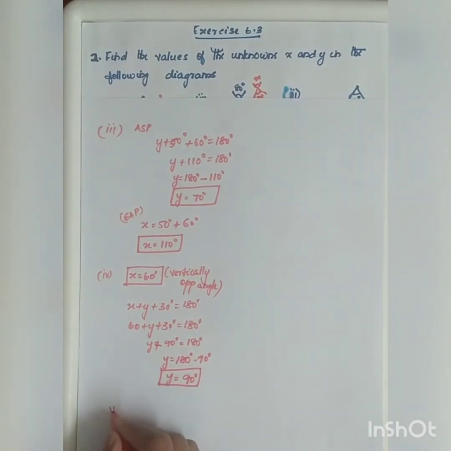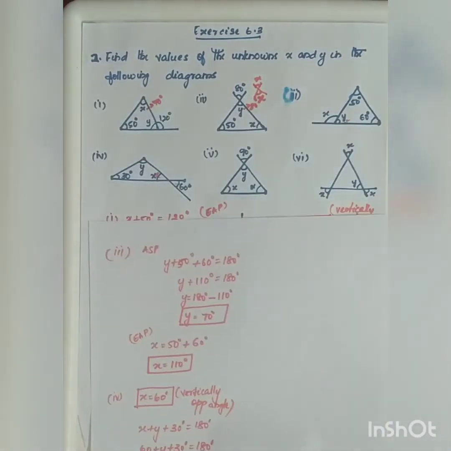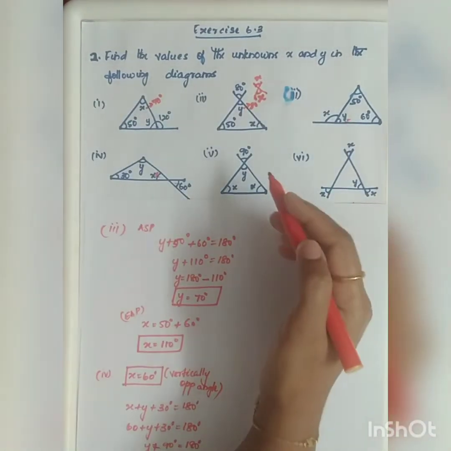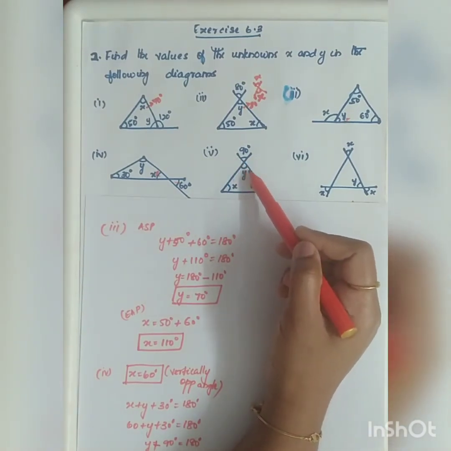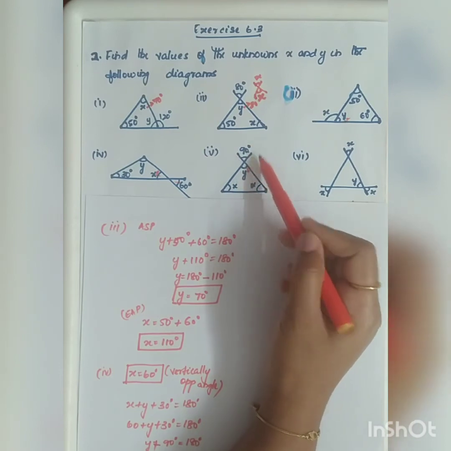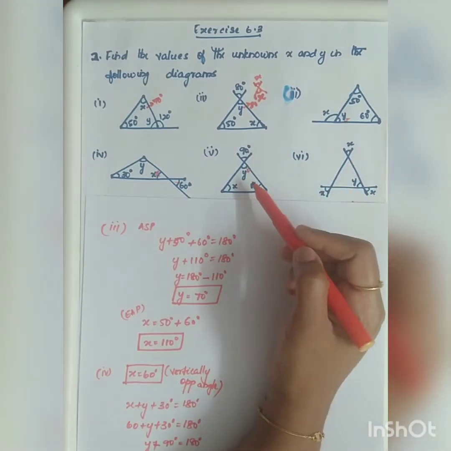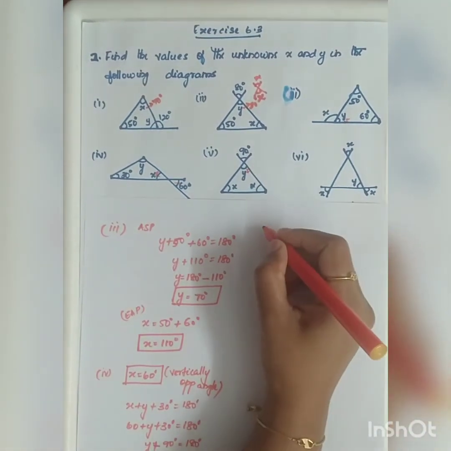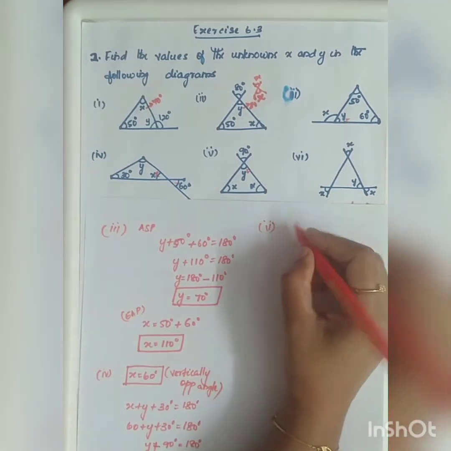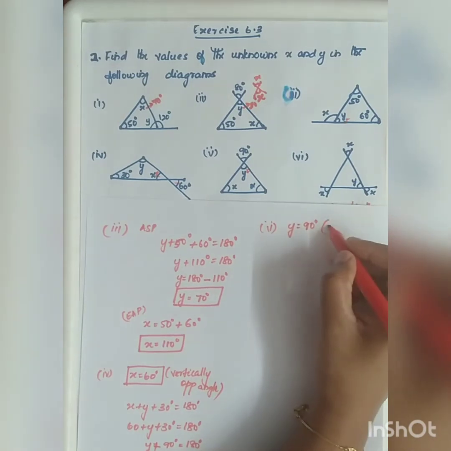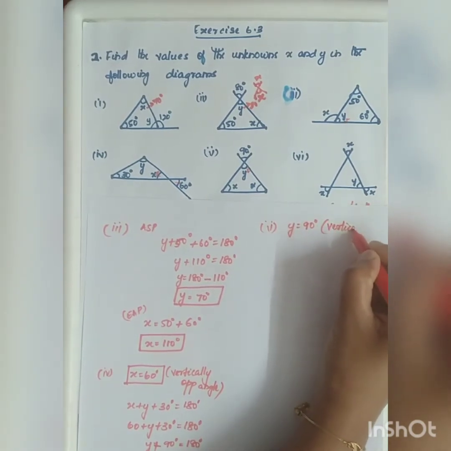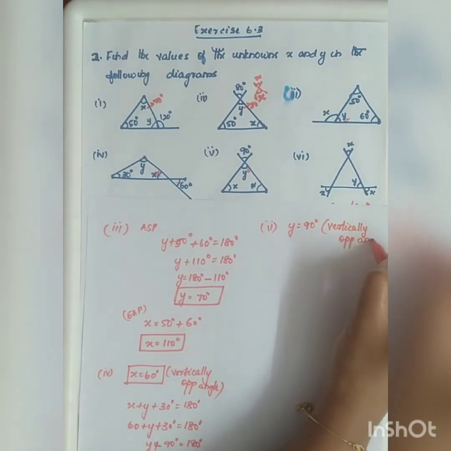Now moving on to the fifth question. Okay, so we can see the diagram. Here again, since vertically opposite angles are equal, we can get y is equal to 90 degree. Same 90 degree will come here. So if we apply the formula, I am going to write it here. So fifth one. So we know that from the figure y is equal to 90 degree. So what is the reason? Because vertically opposite angles are equal.